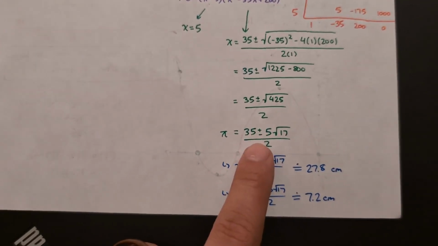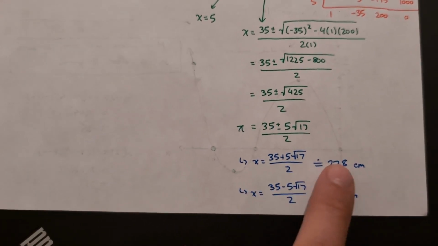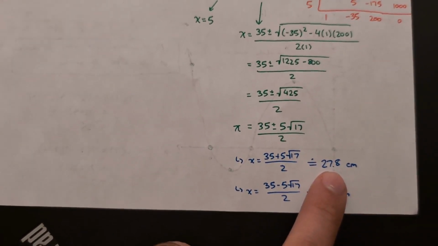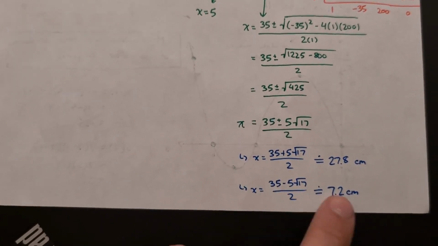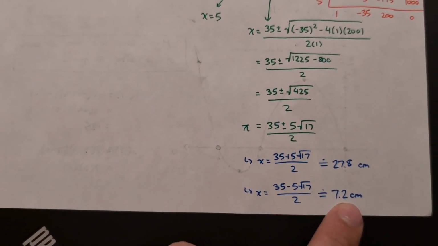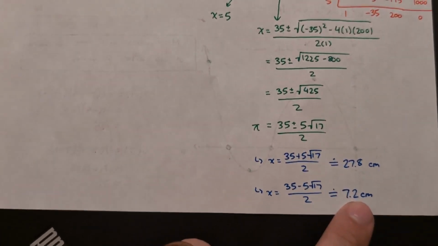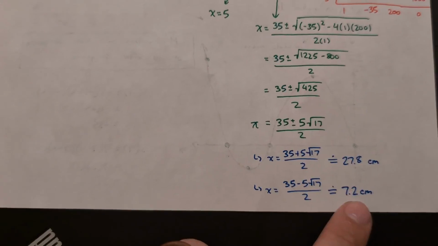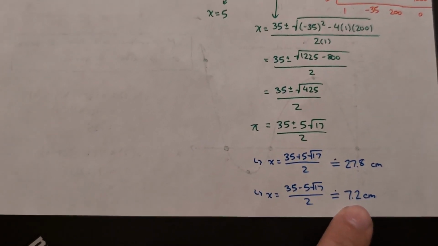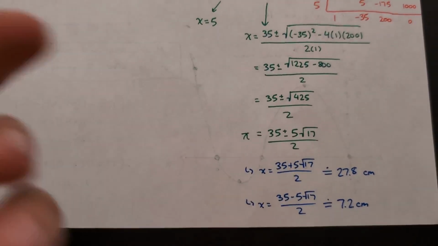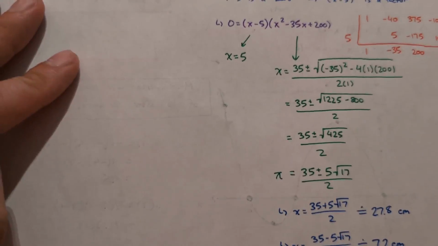And so investigating a little bit closer, if we use the positive square root, we get an answer of 27.8 centimeters approximately. And if we use the negative square root, we get approximately 7.2 centimeters. And so very common, our first inclination might be, well, those answers are both positive numbers. That sounds pretty good. We're talking about a length, and they're both positive. Usually we just don't care if we have a negative length.